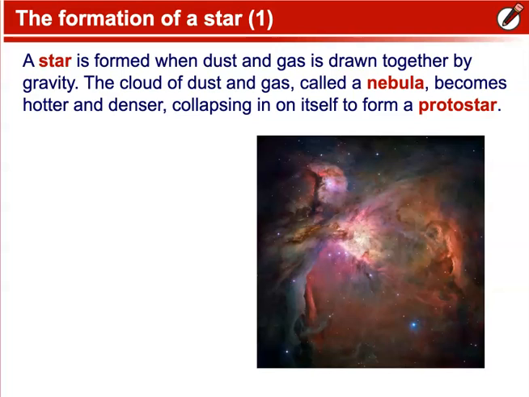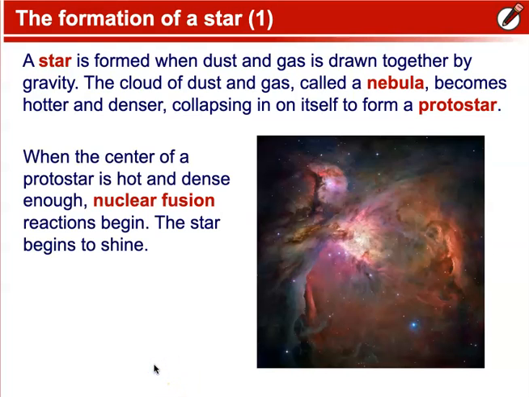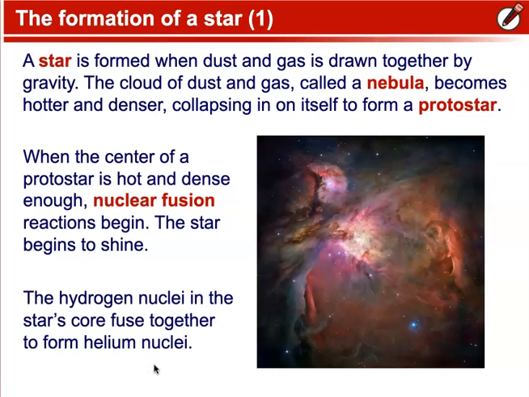The formation of a star. A star is formed when dust and gas is drawn together by gravity. The cloud of dust and gas, called a nebula, becomes hotter and denser, collapsing in on itself to form a protostar. When the center of a protostar is hot and dense enough, nuclear fusion reactions begin, and the star begins to shine. The hydrogen nuclei in the star's core fuse together to form helium nuclei.